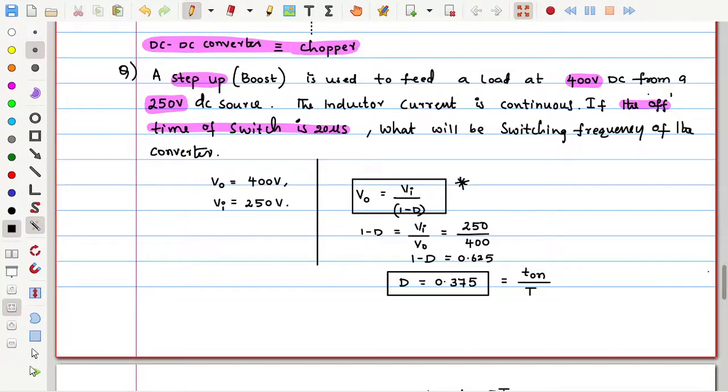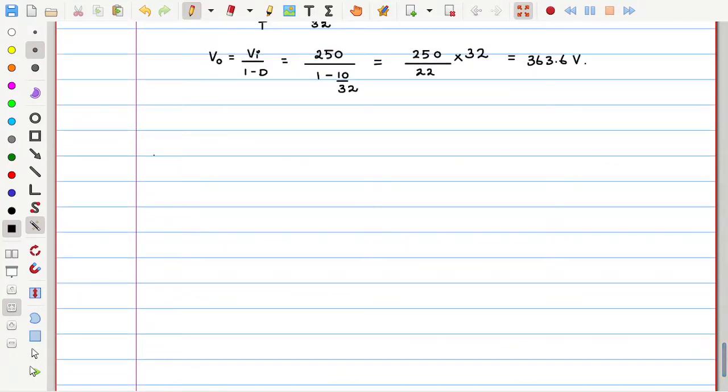So output voltage, let me write, finally summarize that. For buck converter, and for boost converter. So buck converter means step down, boost converter means step up. Okay, this converter can also be called a chopper. That is one more important point.